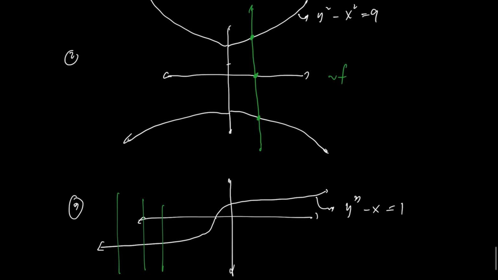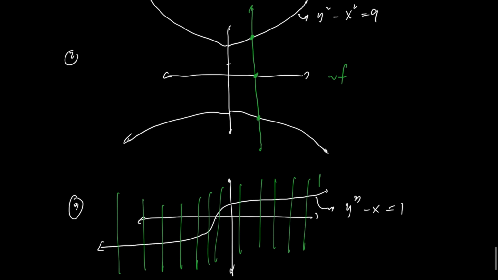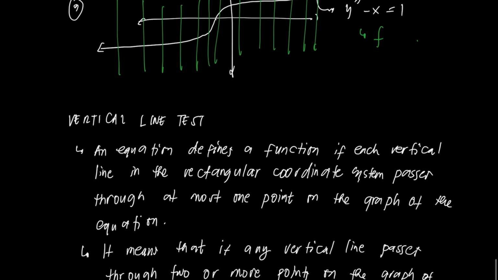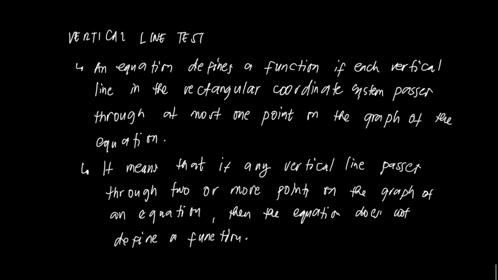In the third one, no matter how many vertical lines you create in the graph, each intersects exactly one point in the graph. So that makes this one a function. Okay, so that's the value of the vertical line test in determining whether an equation is a function or not through a graph.